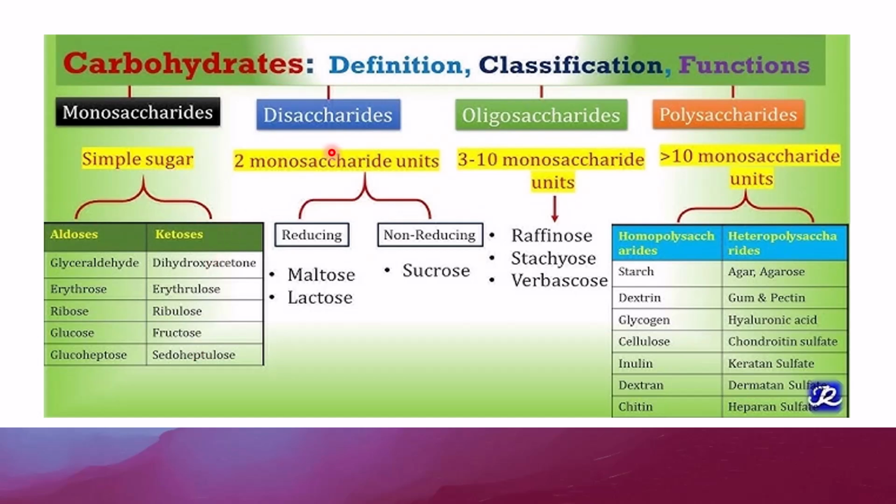Now, the next is disaccharide. So disaccharide is basically two monosaccharide units. We can also group them into reducing disaccharides and non-reducing disaccharides. For the reducing disaccharides, we have maltose and lactose, and for the non-reducing disaccharides, we have sucrose.